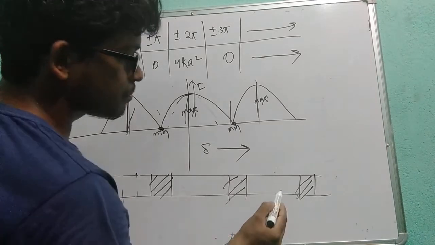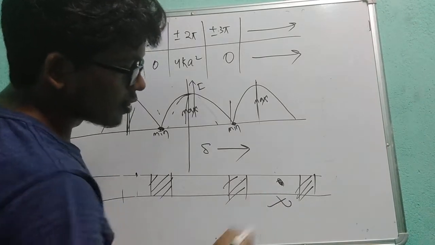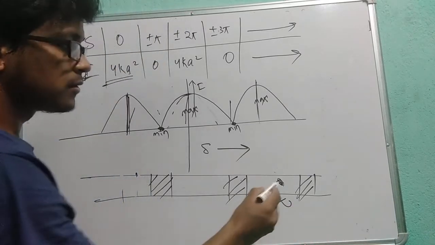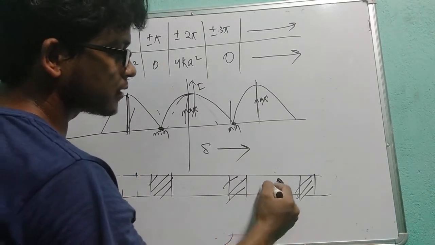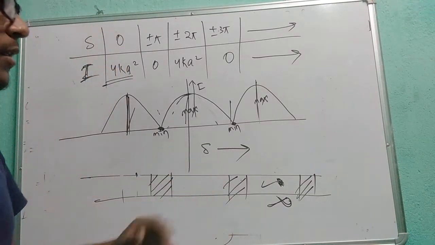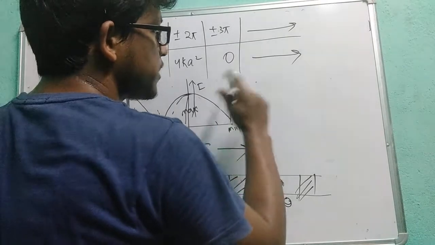So suppose this point P was here. See, I can answer now. This region is coming under this light region, means maxima region. Like this we are getting our pattern due to Young's double slit experiment.